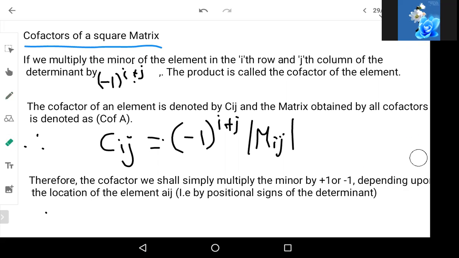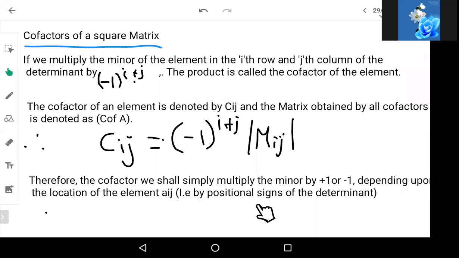So we have to find the cofactor of the square matrix. One thing you have to keep in mind is the cofactor is denoted by Cij. The minor is denoted by Mij. The cofactor is denoted by Cij, and the matrix obtained from all cofactors is denoted as cof A. Cofactor, C-O-F, the factor, cofactor A. We have to use this formula to find the cofactors. Therefore, for the cofactor, we shall simply multiply the minor by plus or minus 1 depending upon the location of the element. That is, the positional sign also has to be kept in mind.